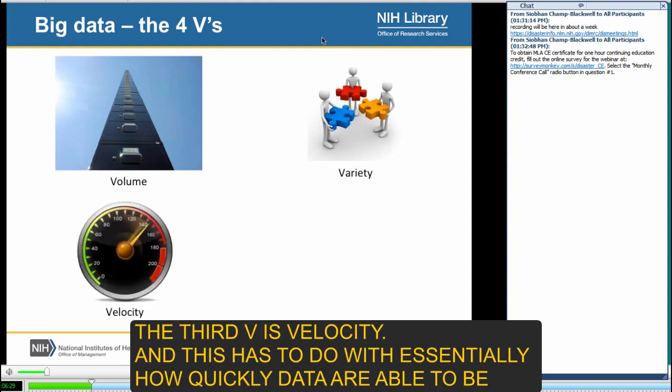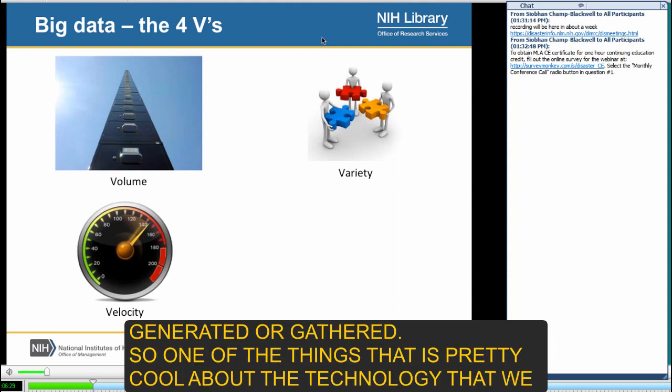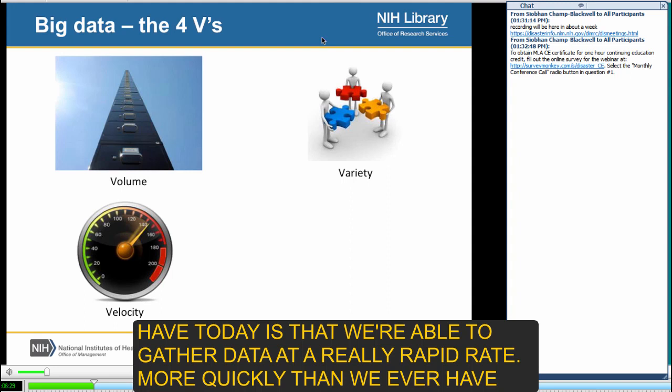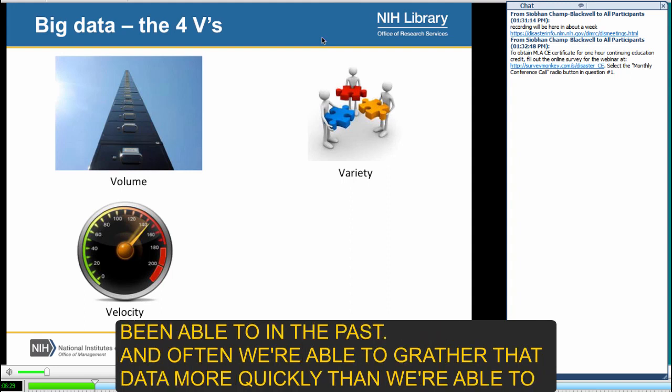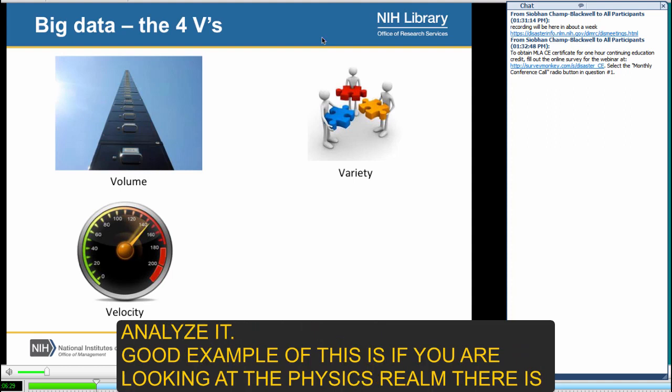The third V is velocity, and this has to do with essentially how quickly data are able to be generated or gathered. One of the things that is pretty cool about the technology that we have today is that we're able to gather data at a really rapid rate, more quickly than we ever have been able to in the past. And often we're able to gather that data more quickly than we're able to analyze it.